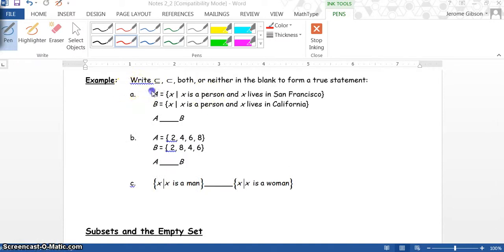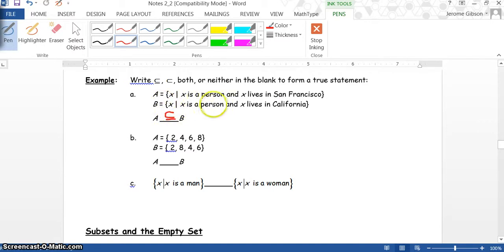Now we start our next example. It says write the subset, the proper subset, both, or neither, in the blank to form a true statement. Now we have A is basically X is a person and X lives in San Francisco. B is X is a person and X lives in California. Now we know San Francisco is a city within California. So that means that A is a subset of B.